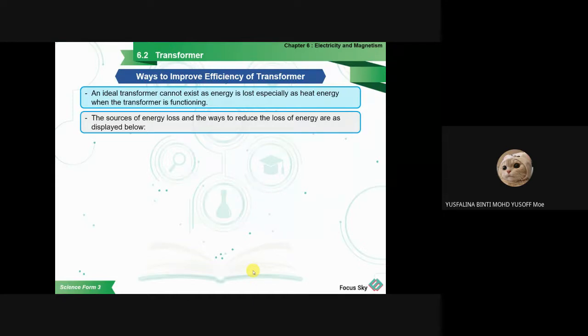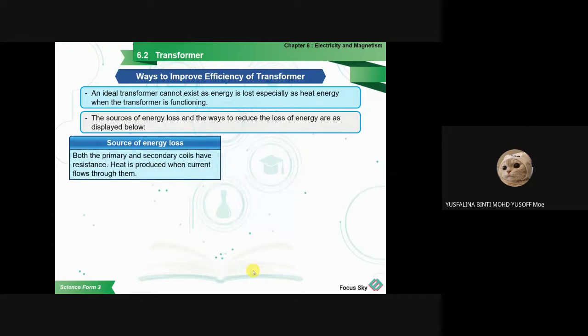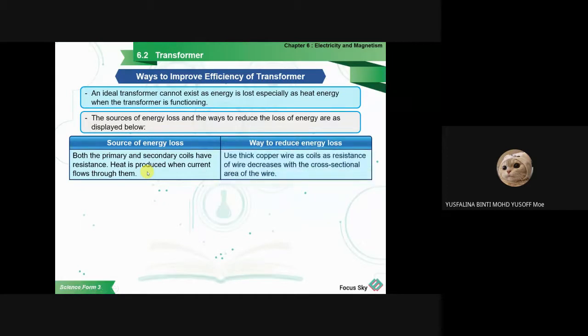The sources of energy loss and the ways to reduce the lost energy are as displayed below. The first source of lost energy: the primary and secondary coils have resistance, so heat is produced when the current flows through them. I just explained this one. How do we overcome it? You use thick copper wire, because if you compare copper wire with other conductor wire, copper wire has a low resistance. But it is quite expensive.